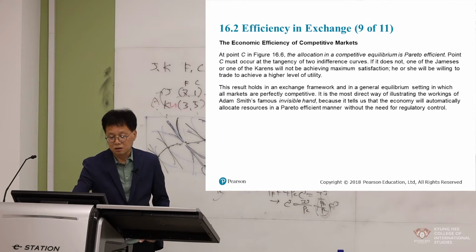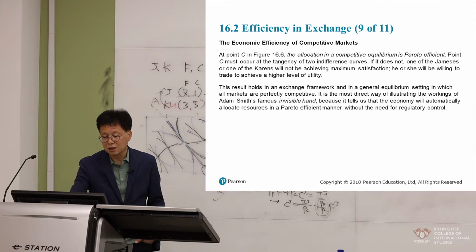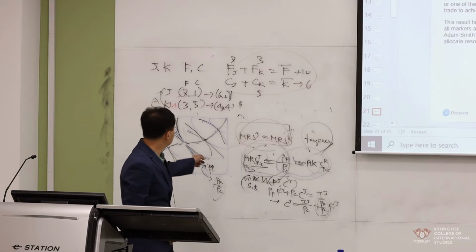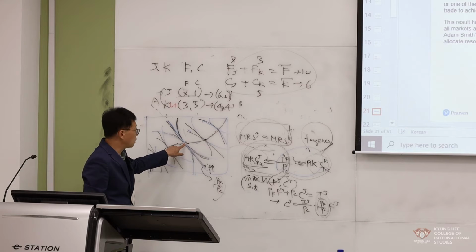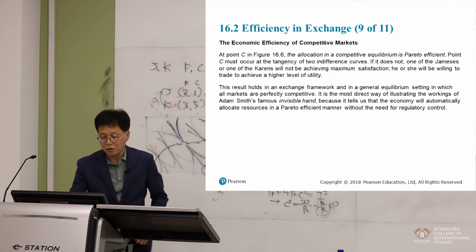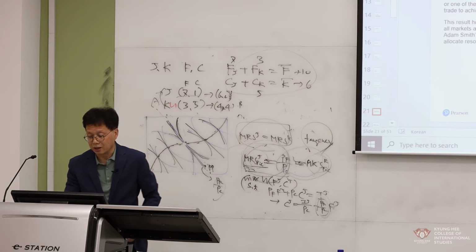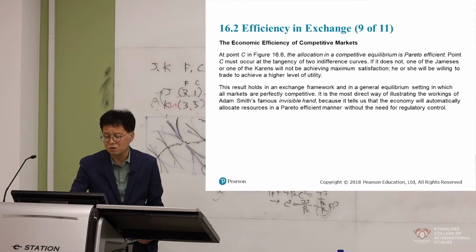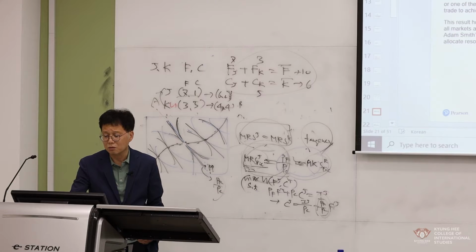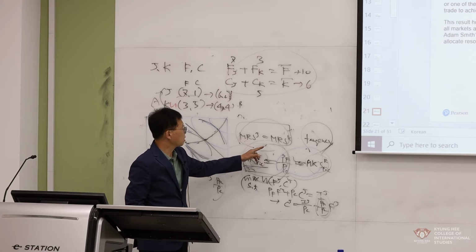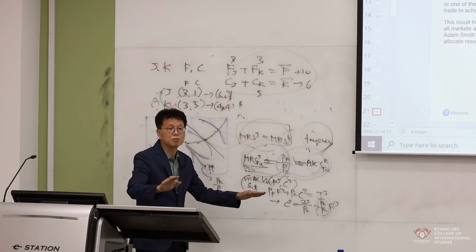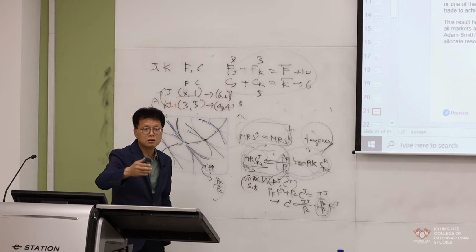Okay? So next slide. At point C in figure 16.6, the allocation in a competitive equilibrium is Pareto efficient. So this point should be Pareto efficient. Why? I already explained. Point C must occur at the tangency of two indifference curves, or MRS J is equal to MRS K at that point. If it does not, one of the James or one of the Karens will not be achieving maximum satisfaction. He or she will be willing to trade to achieve a higher level of utility. At this point, simply talking, Pareto improvement is not possible anymore. One guy's welfare increases, then the other guy's utility decreases.